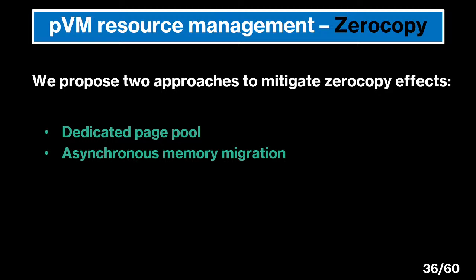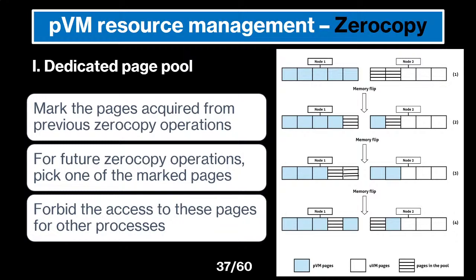So to correct this, we propose two approaches. The first one is to have a dedicated page pool, and the second one is to perform asynchronous memory migration. The dedicated page pool consists of having a pool of pages inside the target virtual machine, which will be exclusively reserved for zero copy or memory flipping operations.